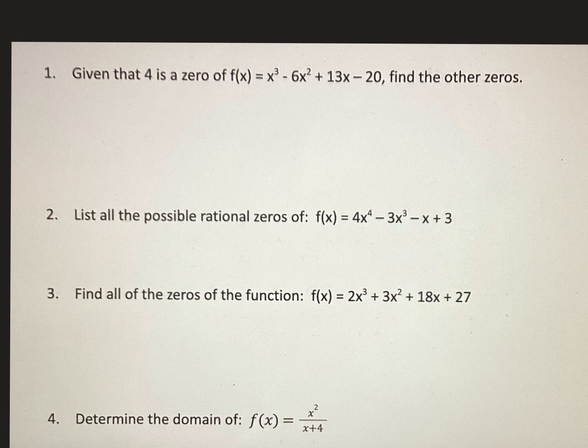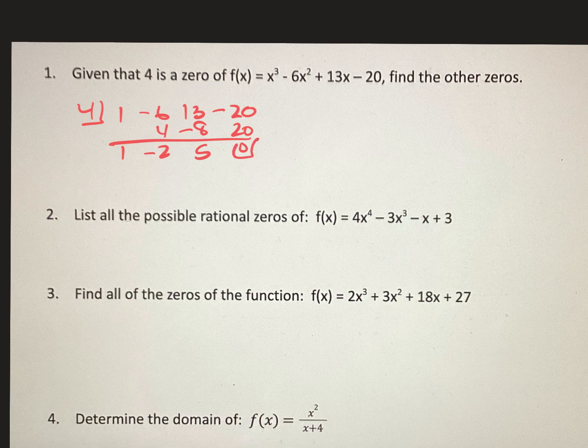Let's do it. First of all, number one says given that 4 is a 0, find the other zeros. So that means you can put 4 in the box. And because it's a 0, your remainder should be 0 here. So I'm going to bring down the 1. 1 times 4, add them up, multiply, add them up, multiply. Boom. That leaves these as my coefficients. So I have x squared minus 2x plus 5 equals 0.